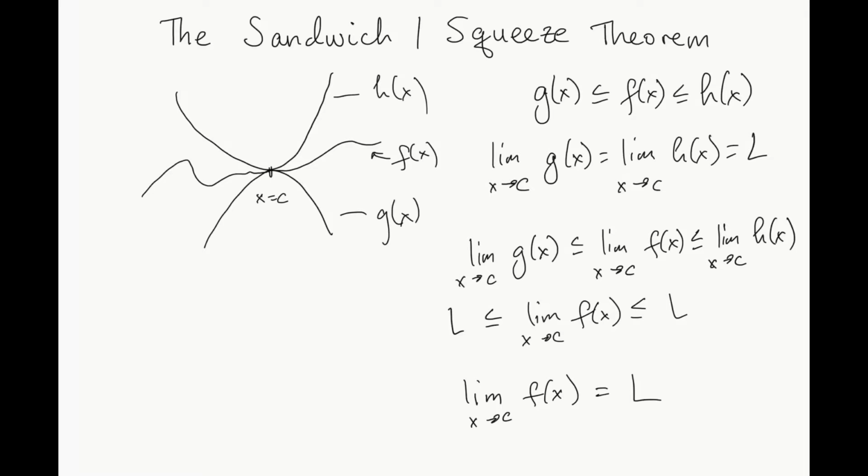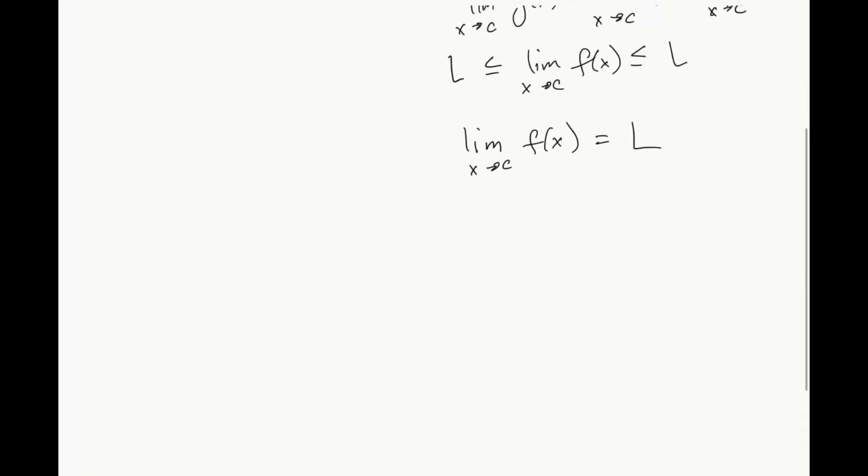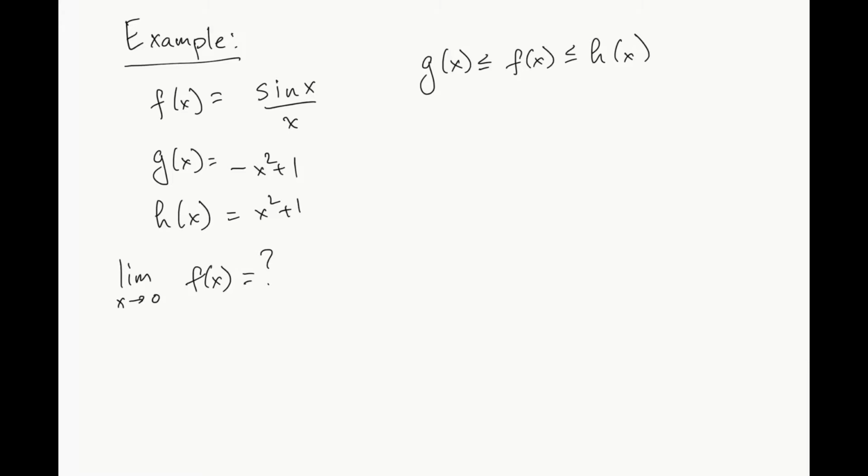Now I will give an example problem for the squeeze theorem. In this problem, f of x is equal to sine of x over x, g of x is equal to minus x squared plus 1, h of x is equal to x squared plus 1, and we are told that g of x is less than or equal to f of x, and h of x is greater than or equal to f of x. And we are asked to find the limit at point x equal to 0. Clearly, function f of x is undefined at x equal to 0 because we have 0 in the denominator.